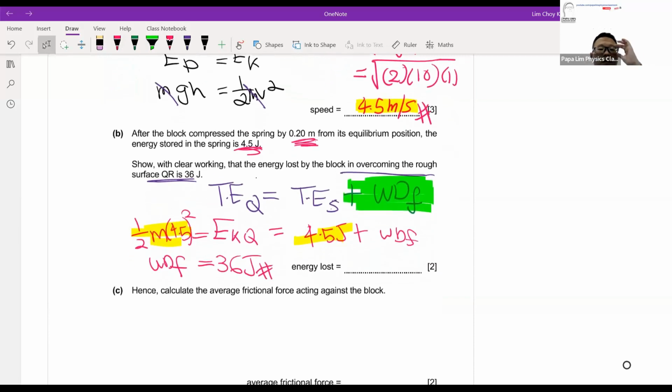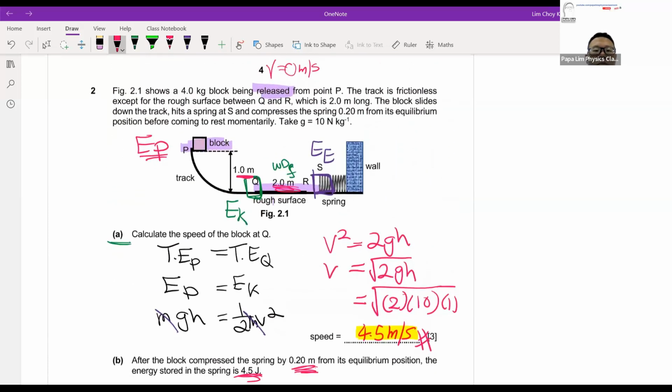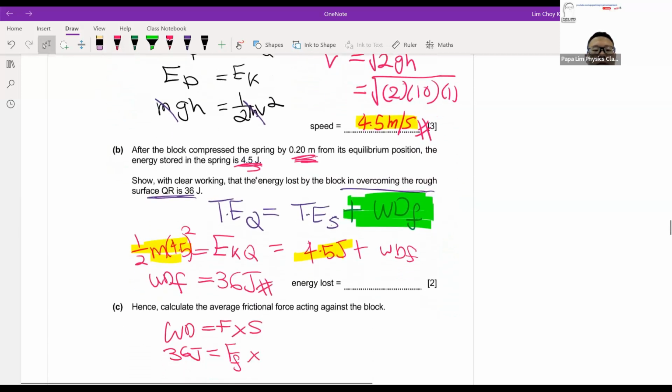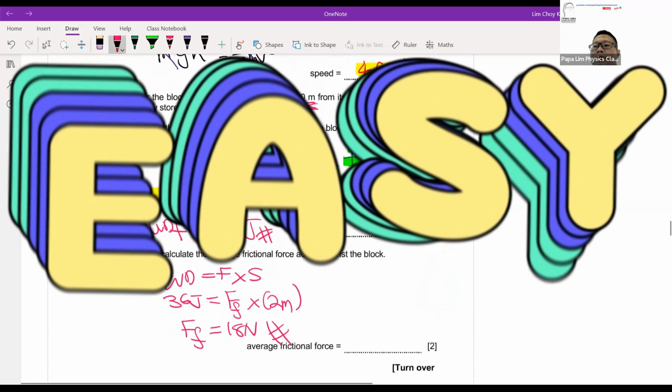Then, of course, part C will ask you to calculate the friction. There's a simple substitution formula. Work done is force times distance traveled. The energy needed to overcome the friction is 36 joules. Friction, I don't know, that's what I'm supposed to find, multiplied by the distance traveled. The distance traveled based on the question is 2 meters. So if I rearrange, my average friction force will be 18 newtons. So this is the answer that we are looking at. Quite easily done.